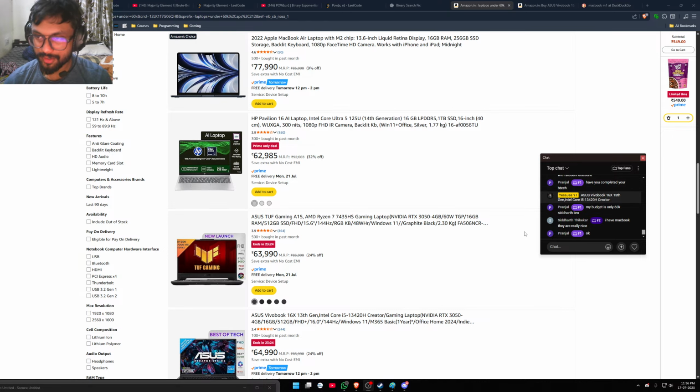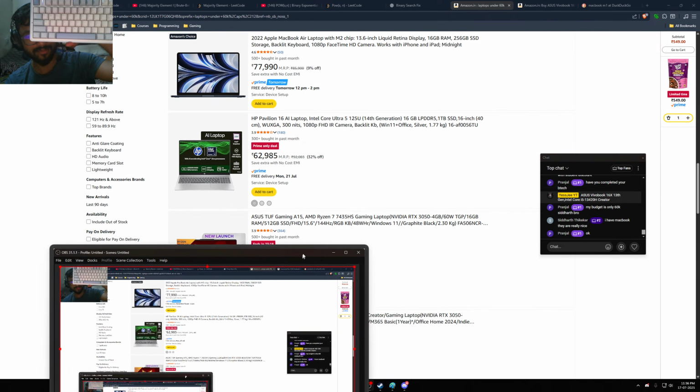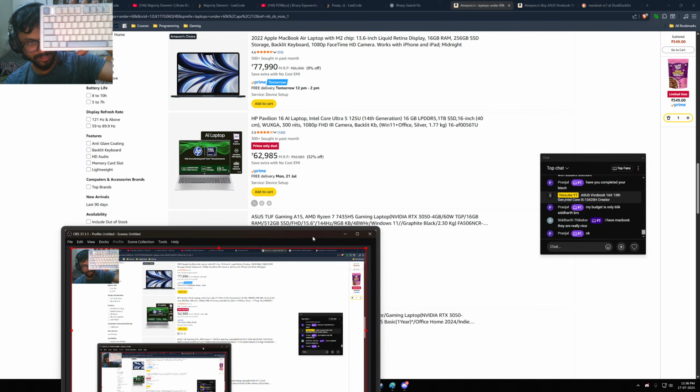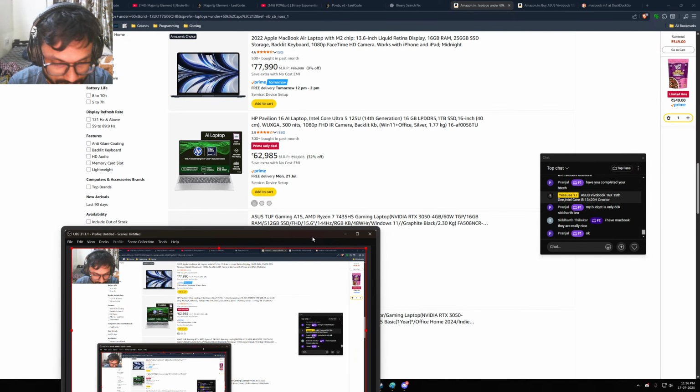I love keyboards, dude. Look at this. I bought a separate keyboard now because of my love for keyboards. But MacBook keyboard is really good for a laptop.